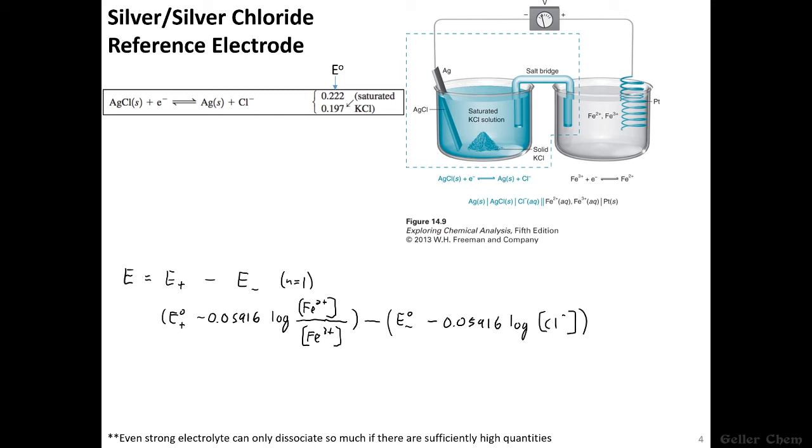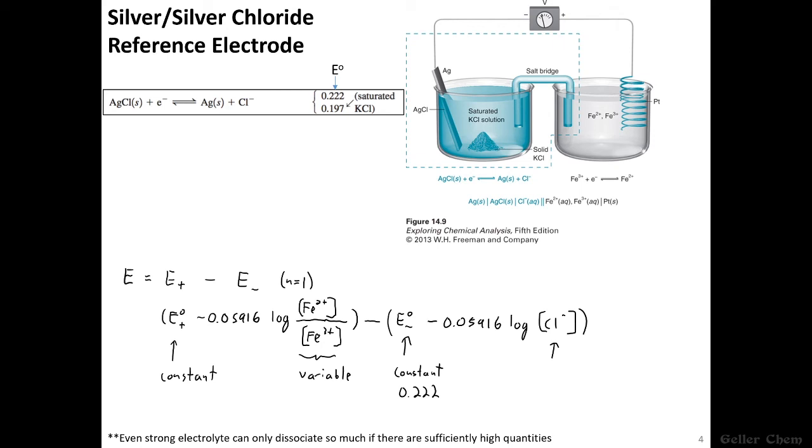So let's analyze each of these terms we've written down. The standard state potential on the positive side is a constant number that we can look up. The concentrations of iron 2 plus and 3 plus, well, that's variable. That could be anything. The standard state potential over here is also a constant, which we can look up, and we can even find it on this slide. It is 0.222. And what about the chloride concentration? Is that constant or not?